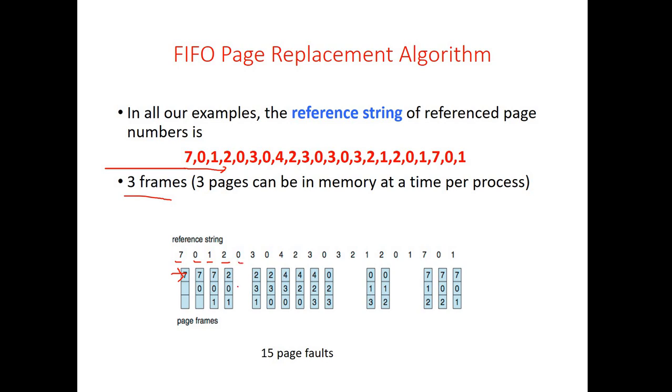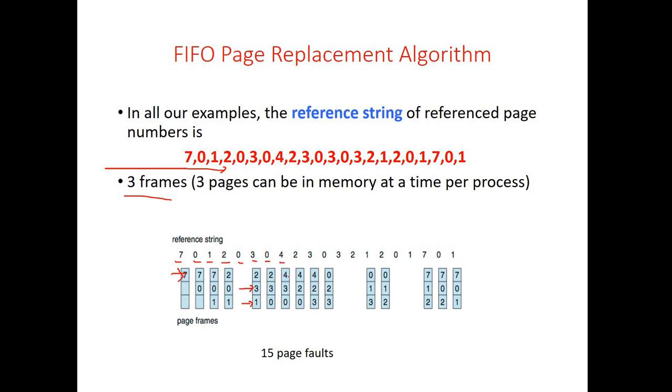So the next required page is 0. 0 is already in the physical memory. There is no page fault. So 3. There is a page fault for 3 and the next page to be replaced is 0. 0 is replaced by 3. Next reference page is 0. 0 is not available in the physical memory. Page fault occurs and the next victim page is 1. 1 is replaced by 0.